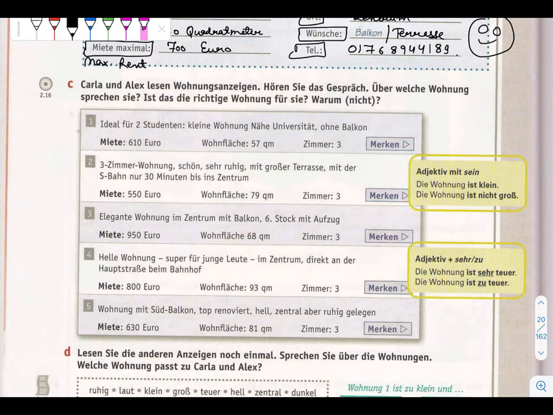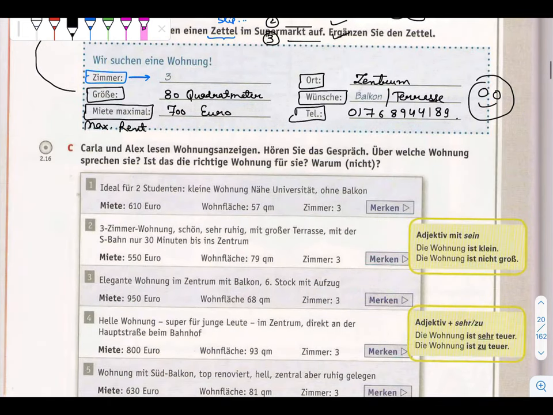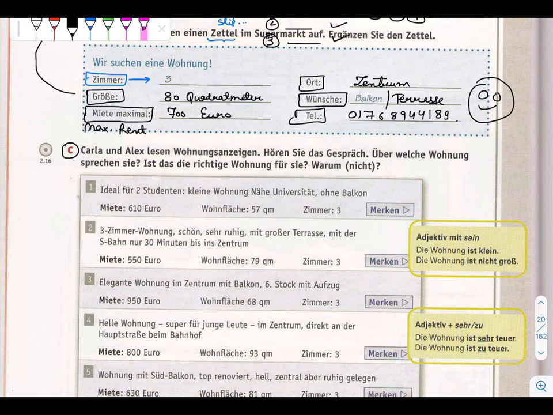Nummer 3, Entschuldigung. Frage Nummer 3c. Carla und Alex lesen Wohnungsanzeigen. Hören Sie das Gespräch. Über welche Wohnung sprechen Sie? Ist das die richtige Wohnung für Sie? Warum oder warum nicht?